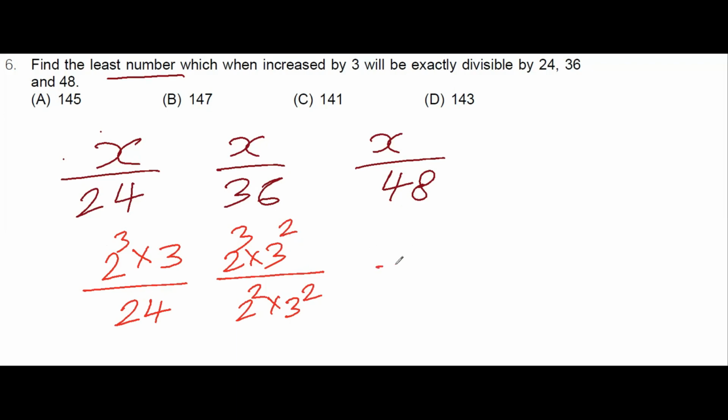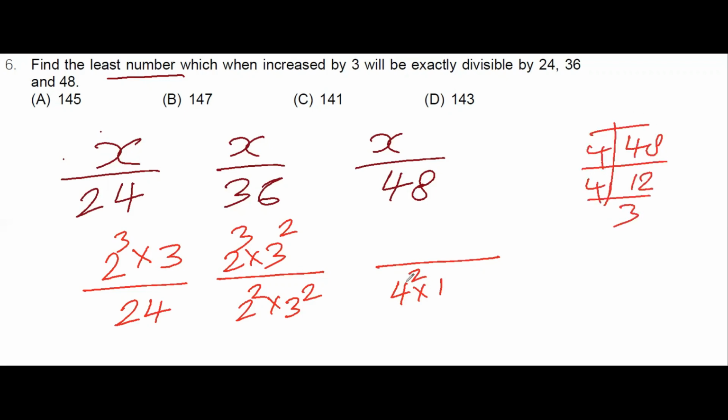Now I also want 48. So what are the factors of 48? 48 is 4 into 12, that is 4 square into 3. So 3 I already have from here, but 4 square is missing. So what I'll do, I'll write 2 to the power of 4 here. So now this is that number which is exactly divisible by 24, 36 as well as 48.